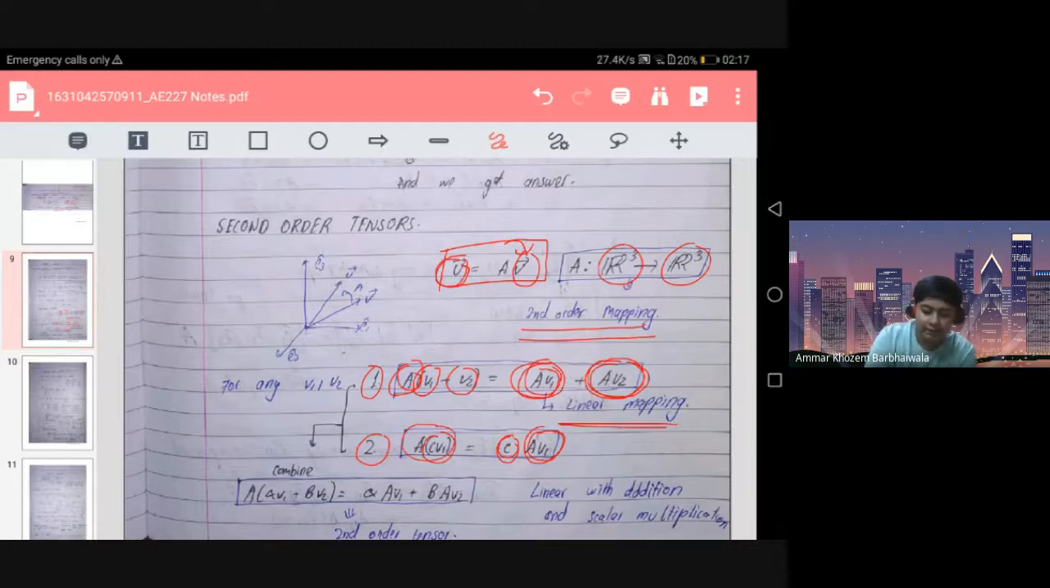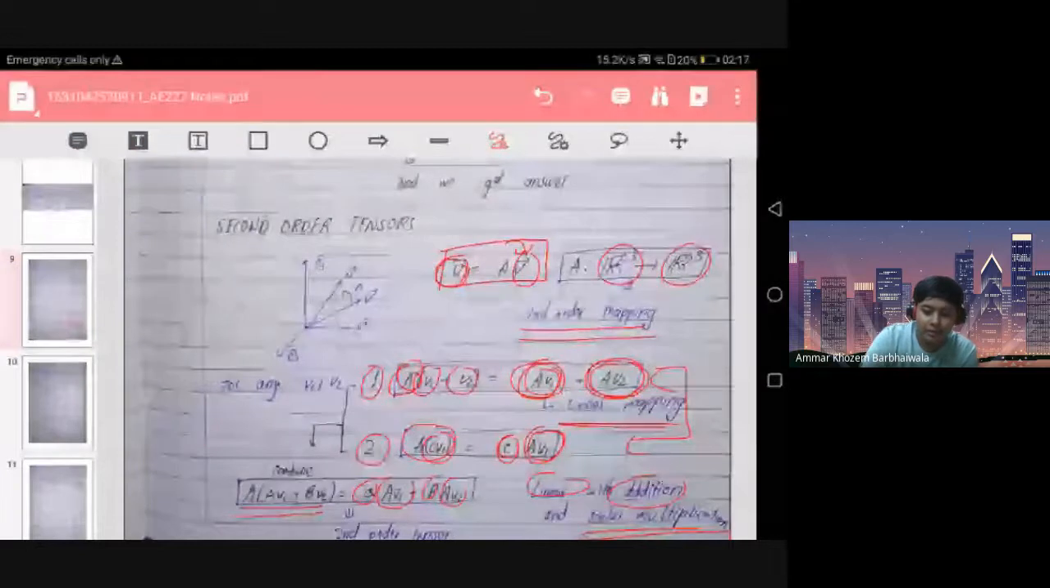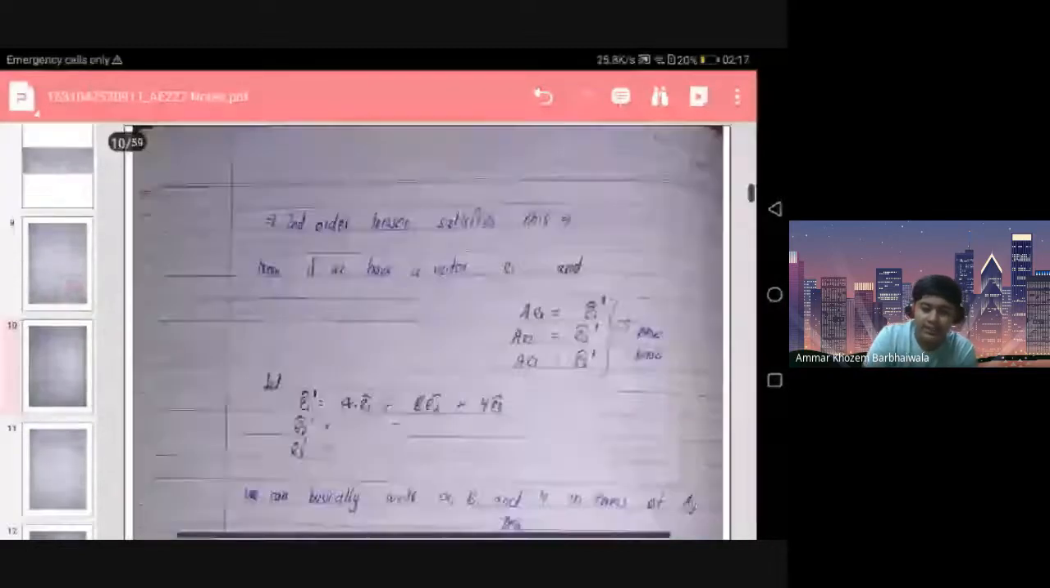If I represent both of these properties in a combined way, I would write A times alpha v1 plus beta v2 gives me alpha times A v1 plus beta times A v2. Basically it's both the sum and the product together. So it should be linear with addition, and it should also respect scalar multiplication. A tensor is basically the same as a matrix, which we did in MA 106. So yeah.